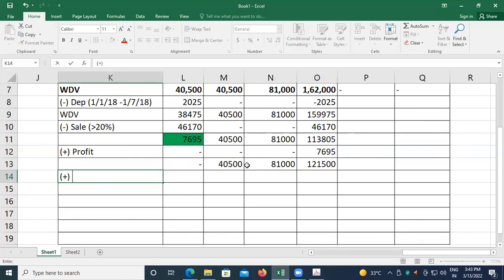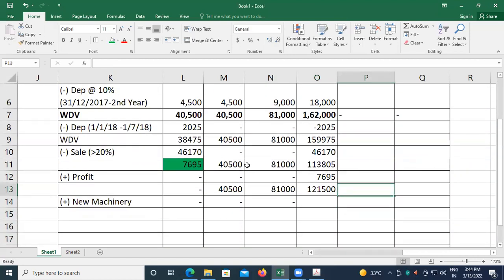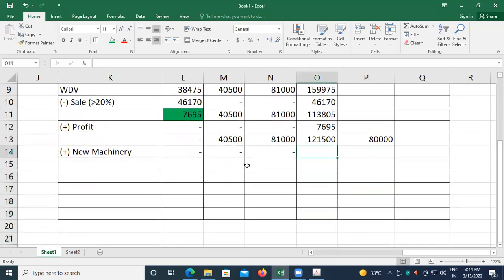So when new machinery is purchased and added in the business, what about the first machinery? Remember, we sold it, so nothing will come for the first machinery. So here also nothing will come. Second machinery also no changes. Now here I have made the column. You can see here the second machinery we purchased, and this machinery is costing how much? 80,000 rupees. So now what will happen? When new machinery comes, my total balance will increase by 80,000 rupees.